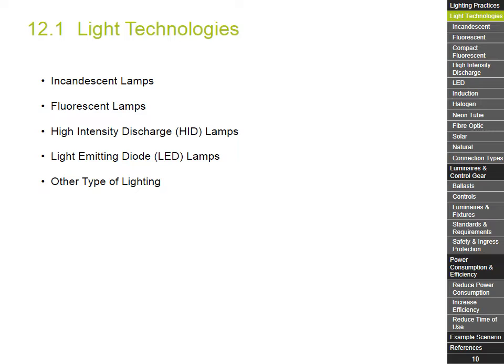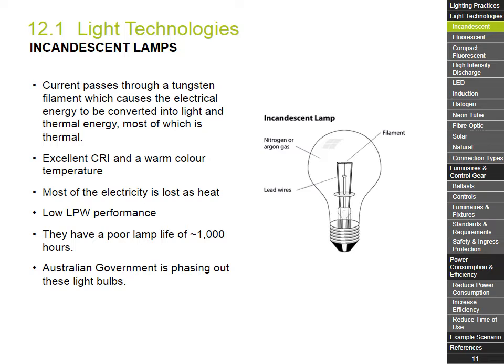In this section, we will be discussing the common types of technologies available to produce light. These include the incandescent lamps, fluorescent lamps, high-intensity discharge lamps, light-emitting diodes, as well as some additional lighting types available in industry. The incandescent lamp, or the common light bulb, is still the most common form of lighting. In an incandescent lamp, light is emitted when electricity flows through and heats a tungsten filament. In this process, most of the energy generated is thermal energy.